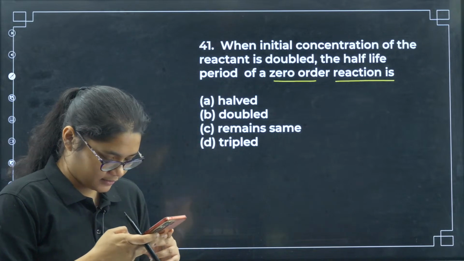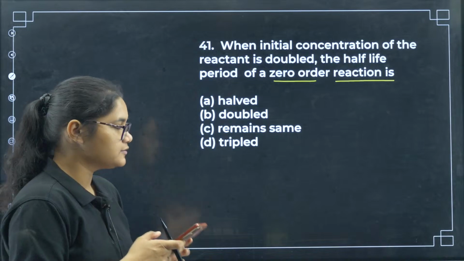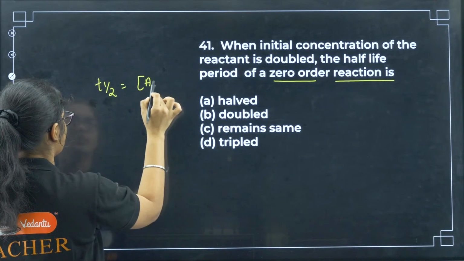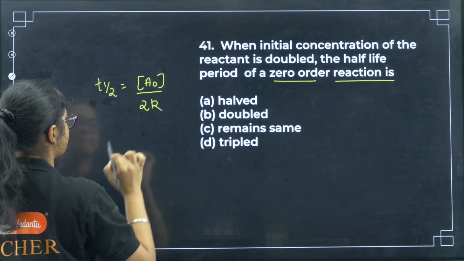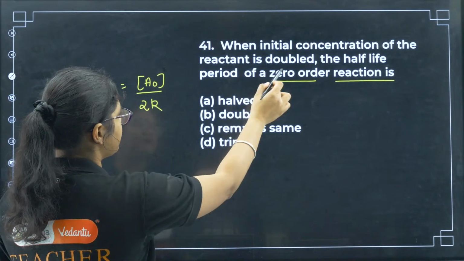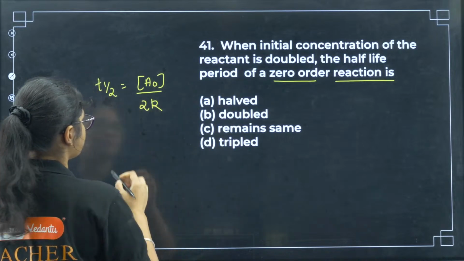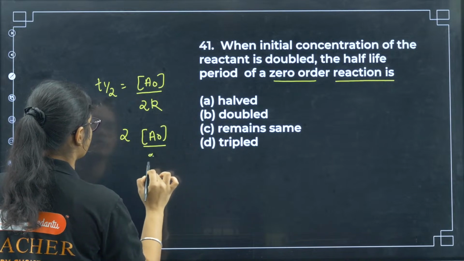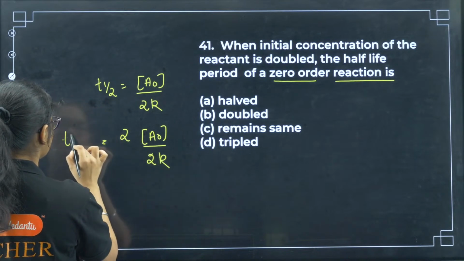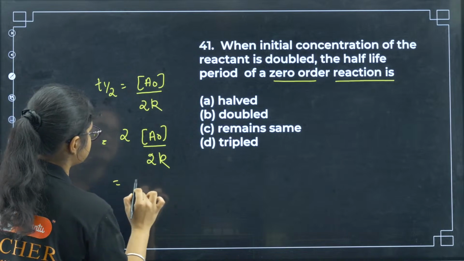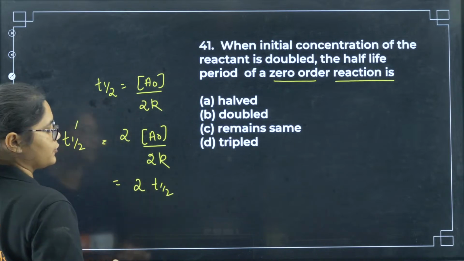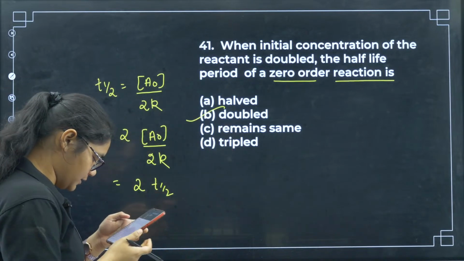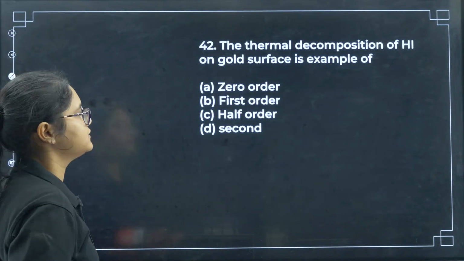Okay, let's see question 41. We know the half-life for a zeroth order reaction is t half equal to A naught by 2K, right? Now when the initial concentration is doubled, I can write it as 2 times A naught by 2K. So the new t half, I am writing t half dash, is equal to 2 times t half. So that one will also get doubled. Yes, 41B is the correct answer.